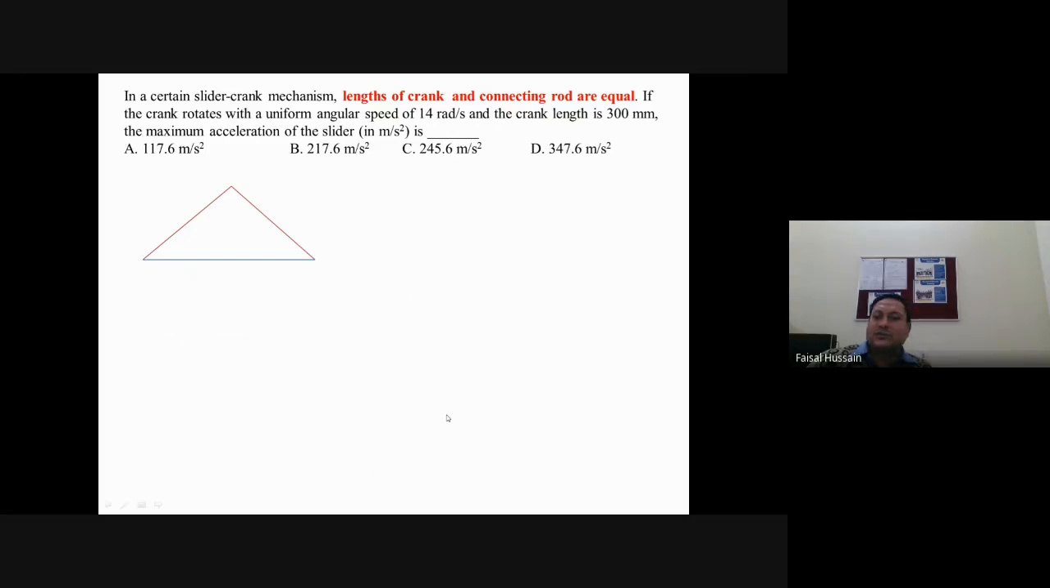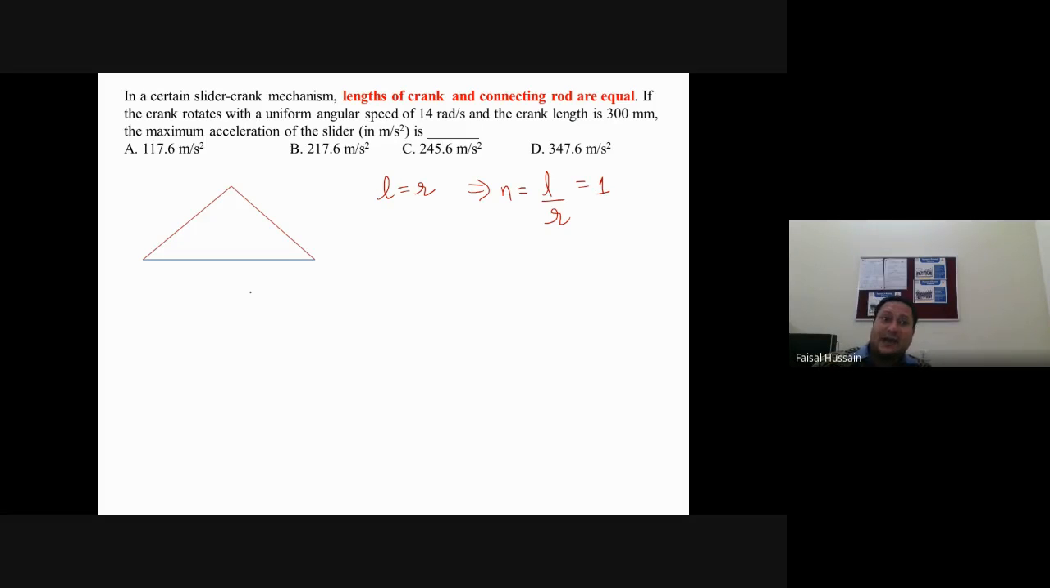Now, next question. In a certain slider crank mechanism, length of crank and connecting rod are equal. If the crank rotates with uniform angular speed of 14 radian per second and the crank length is 300 mm, the maximum acceleration of the slider is how many meter per second square. Now in this question, it has said that length L equal to R. If L equal to R, then what is n? n is L by R. Both are same, so n will be 1.